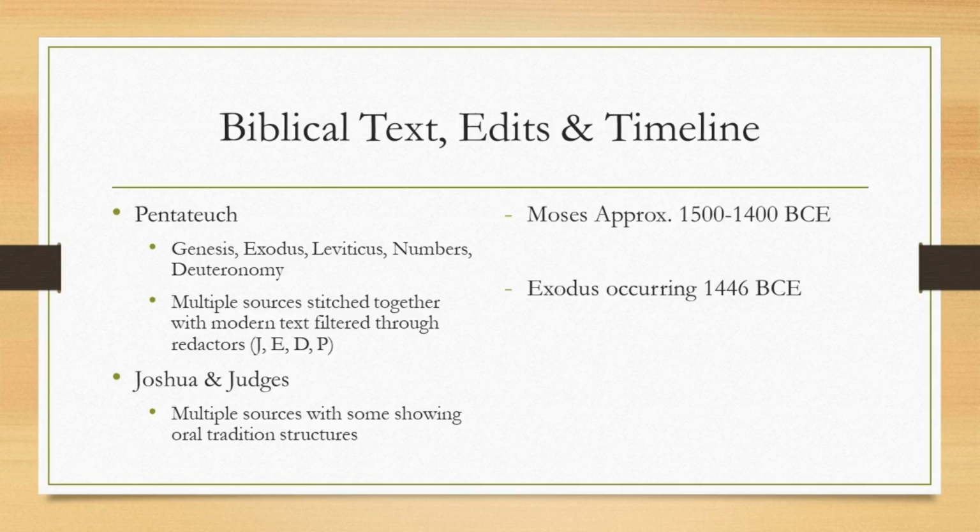I personally have done a lot of work on the late Bronze Age literature related to the book of Joshua, and I'm very confident to tell you that this book is a stitching together of multiple sources. Some of them seem to have been written fairly early, and others seem to have gone through an oral tradition structure before they were stitched together into the final book. So just want you to be mindful of that.